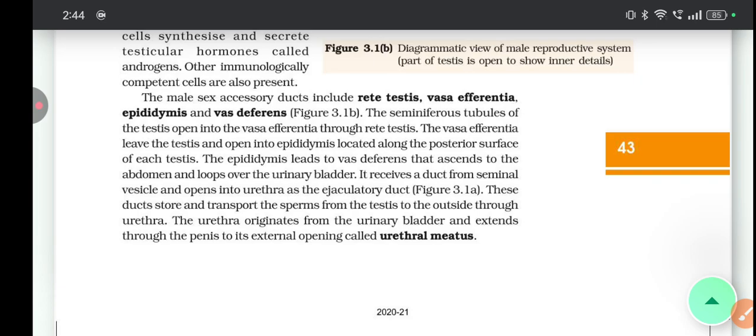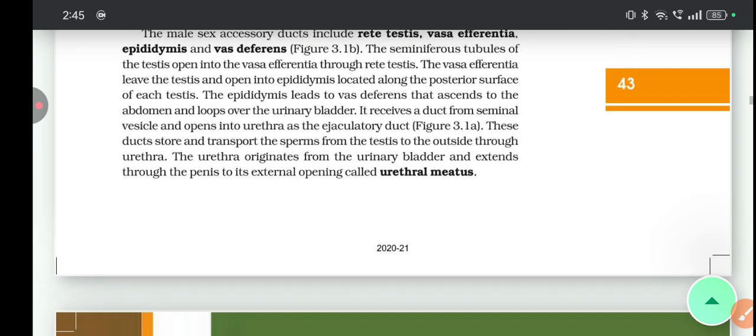The vasa efferentia leave the testes and open into the epididymis located along the posterior surface of the testes. The epididymis leads to the vas deferens that ascends to the abdomen and loops over the urinary bladder. It receives a duct from the seminal vesicle and opens into the urethra as the ejaculatory duct. These ducts store and transport the sperms from the testes to the outside through the urethra.